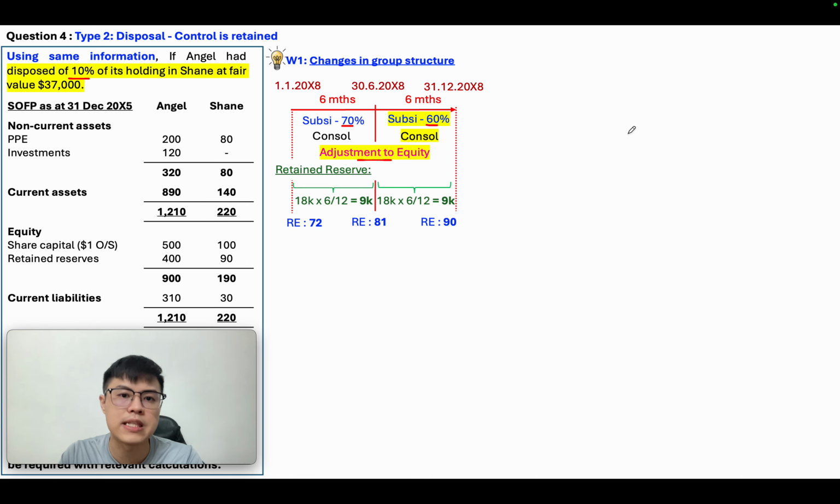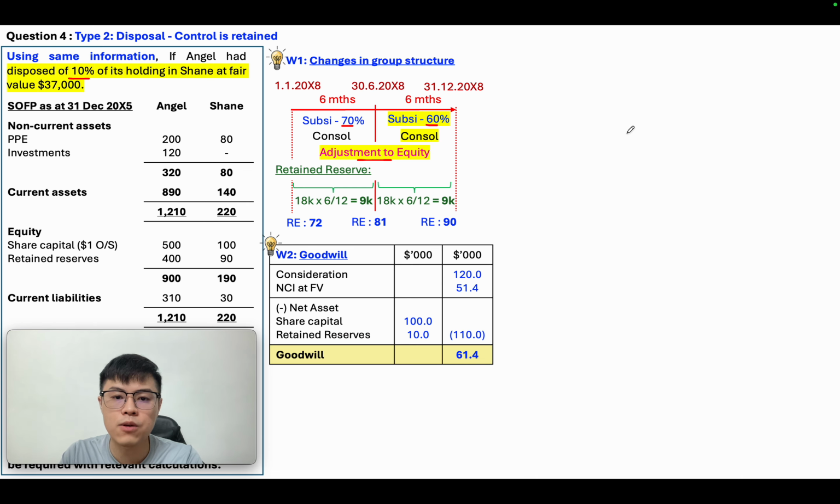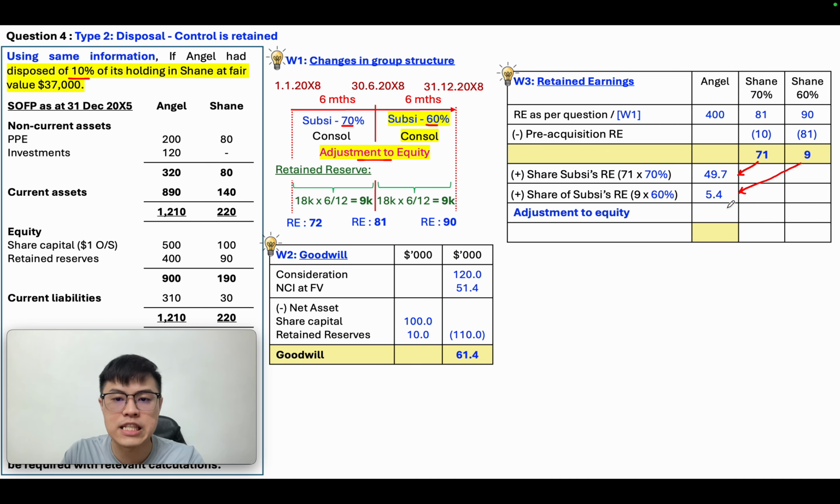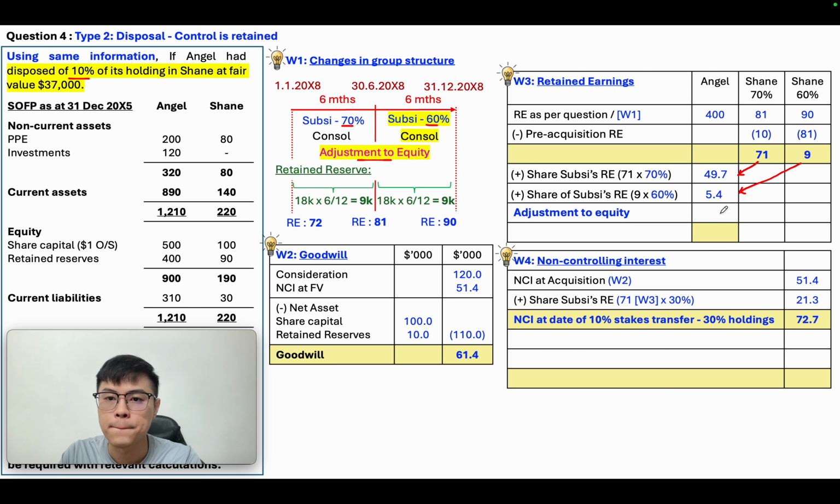is still our subsidiary. As usual, calculate goodwill, share of retained earning, both is my subsidiary, just the holding is different, minus the pre-acquisitions, share the profit 70 and 60%, and therefore, stop here, we will need to calculate adjustment to equity instead of profit or loss of subsidiary disposal. So in here, immediately we will need to value our NCI.